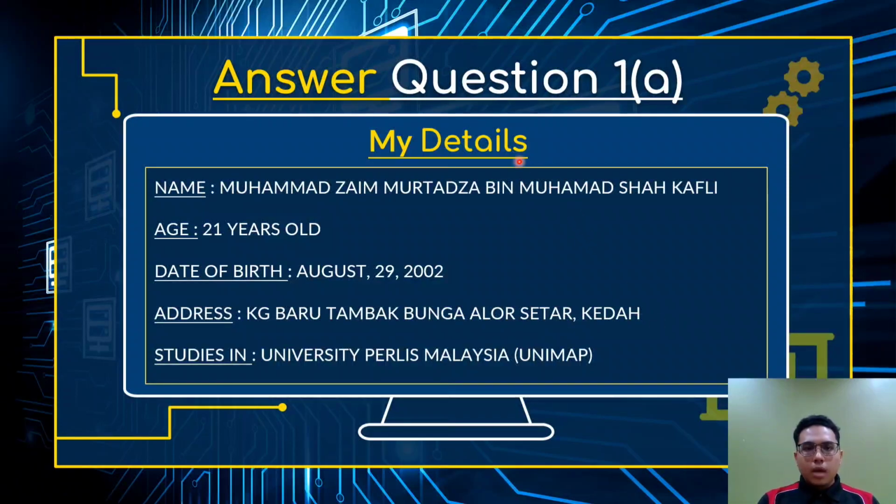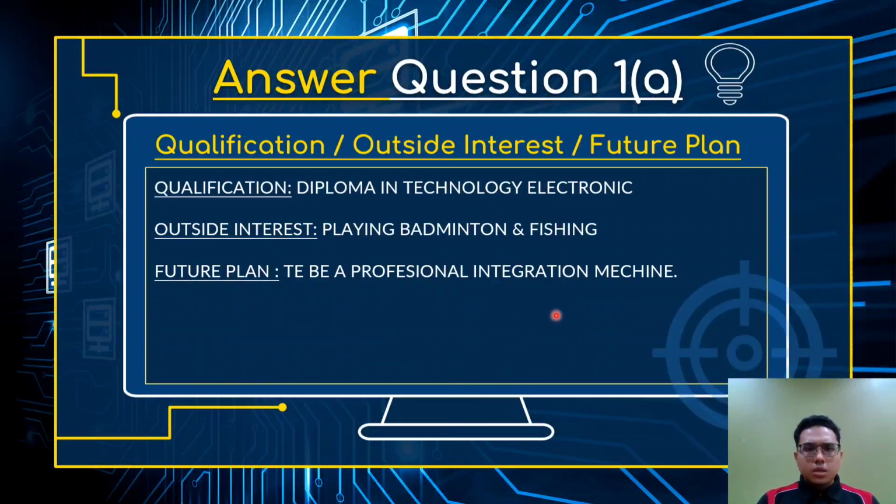Okay, for the answer to question 1A, these are my details. My name is Muhammad Imurtaza bin Muhammad Shakafli. Age 21 years old. My date of birth is August 29, 2002. This is my address, Kampung Baru Taman Bunga, Kedah. I study in University Malaysia Perlis, UniMAP. My qualification is a diploma in electronic technology, and now I am continuing my study in a degree. Outside interests are playing badminton and fishing. My future plan is to be a professional integration engineer.